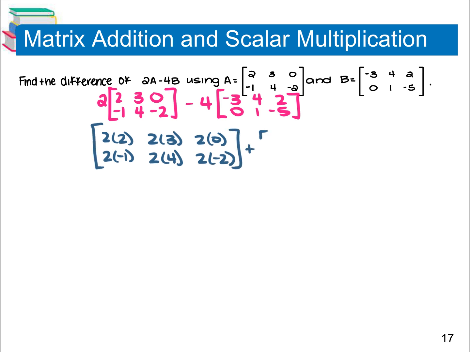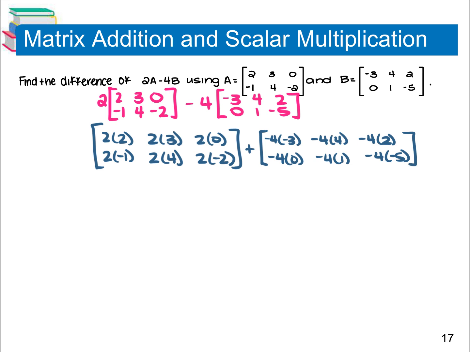That negative 4 gets distributed into that second matrix, so it's going to be negative 4 times negative 3, negative 4 times 4, negative 4 times 2, negative 4 times 0, negative 4 times 1, and negative 4 times negative 5.